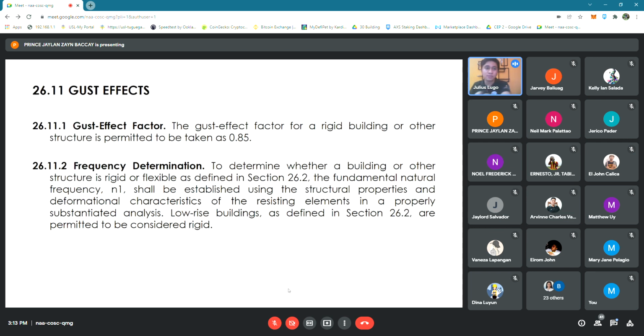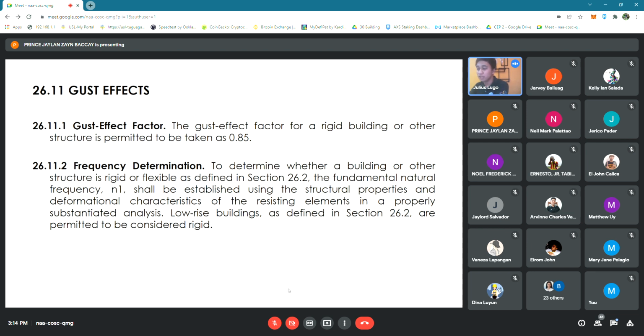We have 26.11, guys, the gust effects. In general, we can consider the gust effect factor as 0.85. That's the generally acceptable value, 0.85. Now, we have a frequency determination, with conditions we have to do, to modify that gust effect factor. We have formulas for that later on. So in general, we can use 0.85 as the gust effect factor.